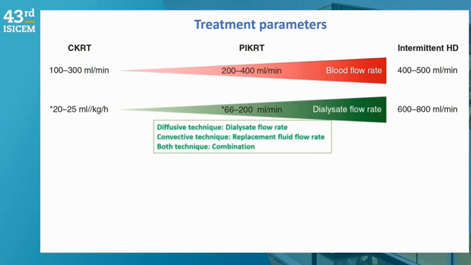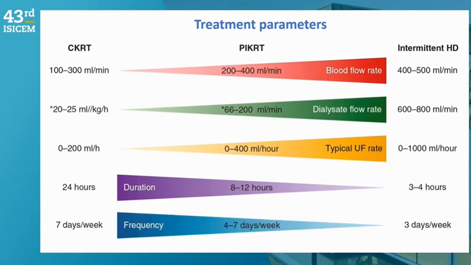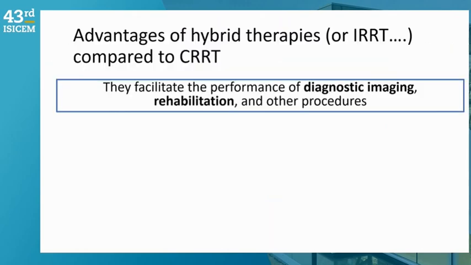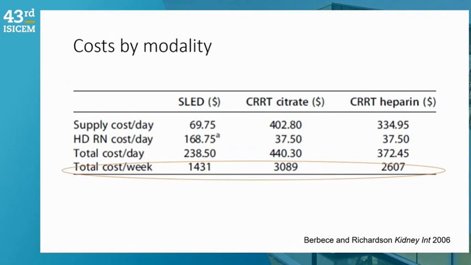The treatment parameters are always very simple because it's between CRRT and intermittent. But, you know, now in France we probably use more hybrid therapy compared to the intermittent session we can use in chronic patients. So the advantages: they facilitate the performance of transportation and rehabilitation procedures. There is less need for anticoagulation. It is cost effective. You can see that it's clear.